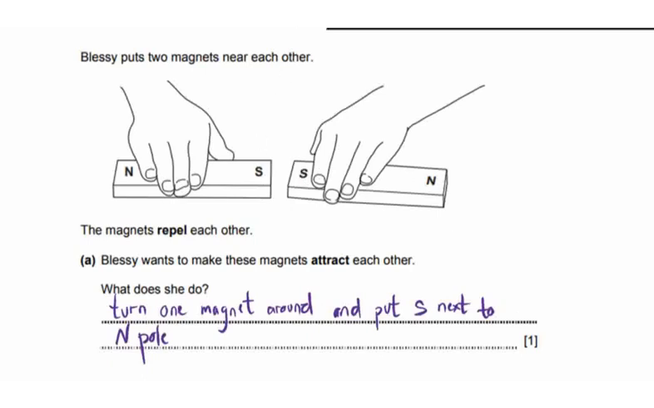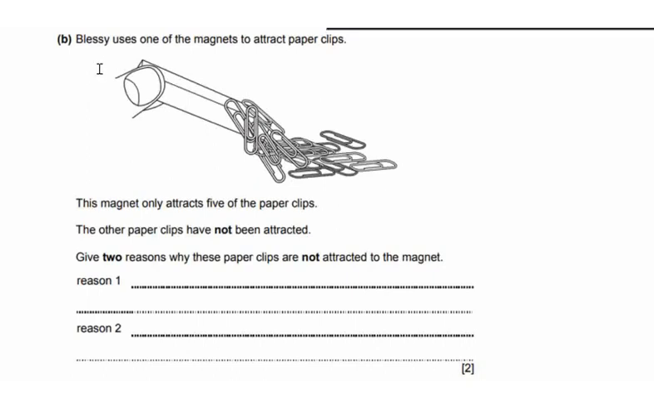Next question. 3b. Lassie uses one of the magnets to attract paper clips. This magnet only attracts 5 of the paper clips. The other paper clips have not been attracted. Give 2 reasons why these paper clips are not attracted to the magnet. Reason 1 and reason 2. 20 seconds from now.